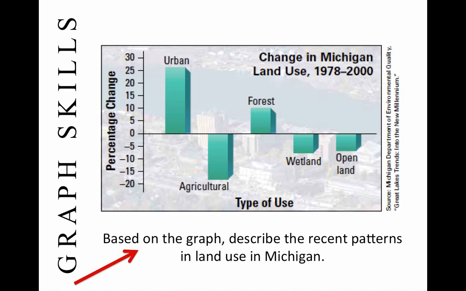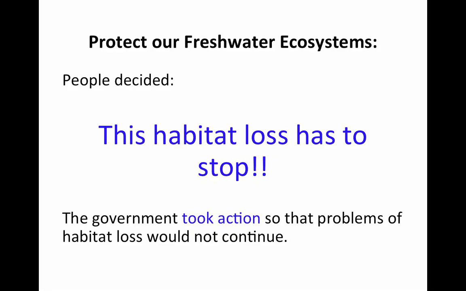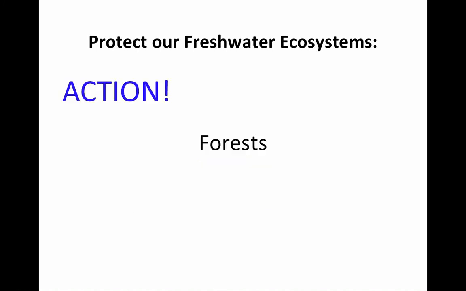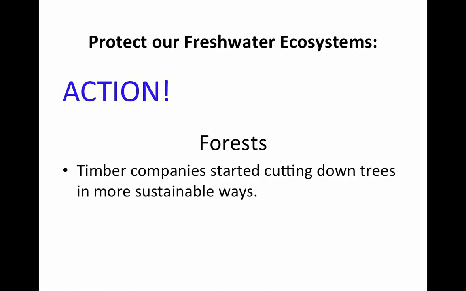So in general, we've seen that habitat loss is a continuing problem in the Great Lakes region. As you've read, people decided that habitat loss has to stop. The government took action so that habitat loss would not continue. One thing they did was to try and protect forests. Timber companies were told that they had to cut down trees in a more sustainable way.